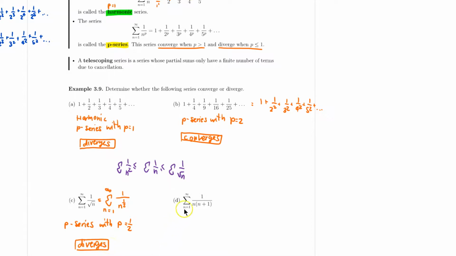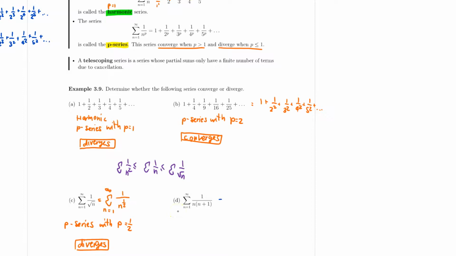And now for the last example, this is actually a series that we won't see often. This guy actually has a name. It's called a telescoping series. It's basically a series where things are going to get cancelled out, so it's going to be easy to simplify.